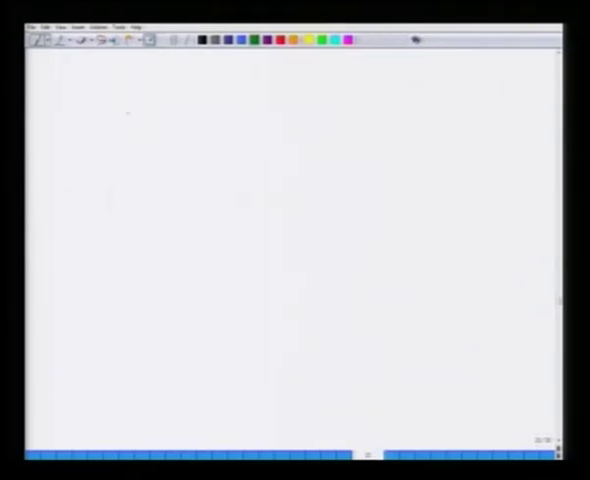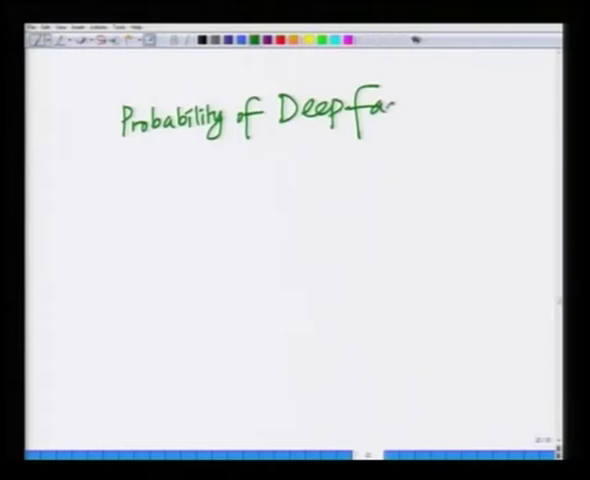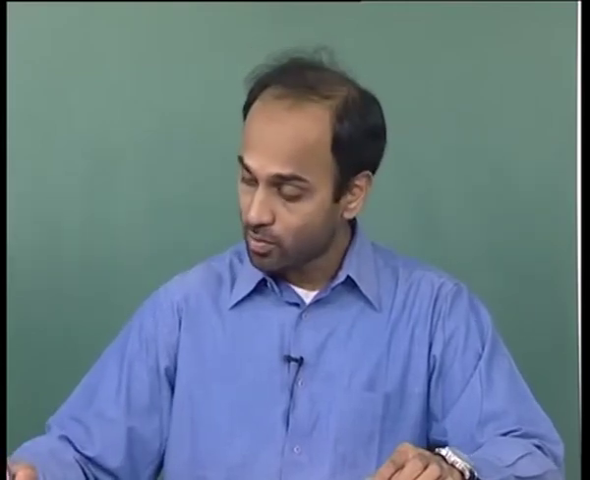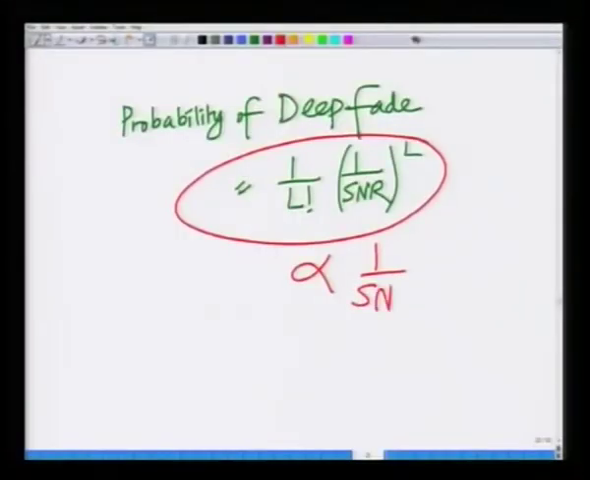And at this point, the probability of deep fade equals 1 over L factorial times 1 over SNR to the power L. Look at this, this is the probability of deep fade in this system, and it is proportional to 1 over SNR to the power of L.